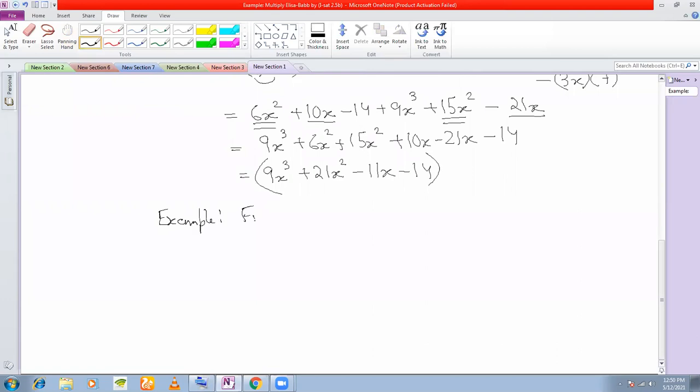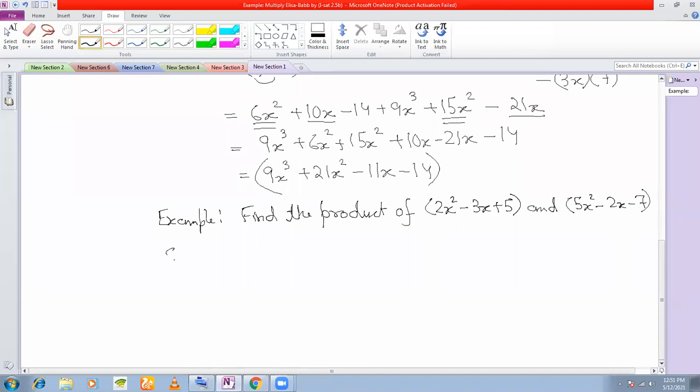Find the product of 2x square minus 3x plus 5 and 5x square minus 2x minus 7. Okay. So we start by saying product is equal to, we write the expressions.